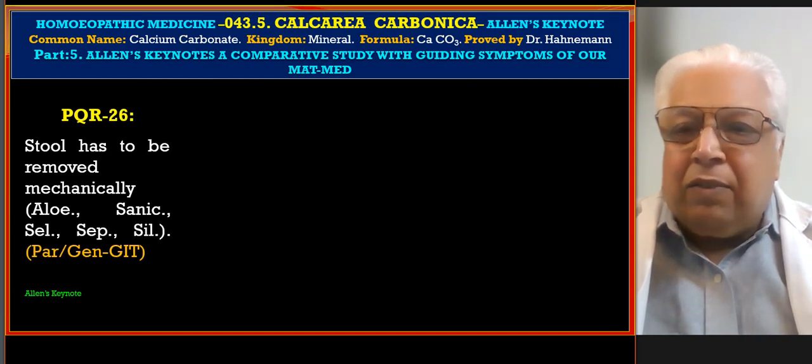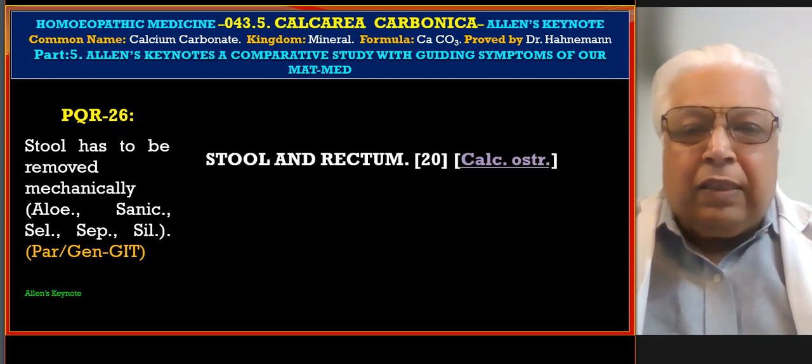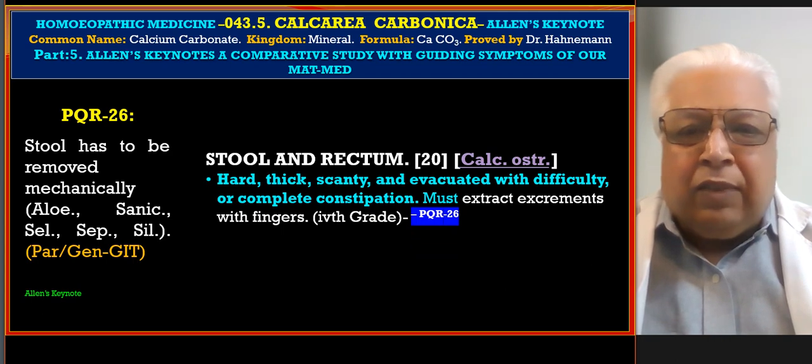And we come across PQR 26, stool has to be removed mechanically. It is a particular general, and we get section stool and rectum, chapter 20. The representation is second grade representation: hard, thick, scanty, and evacuated with difficulty, or complete constipation. And then the next line is the fourth grade representation, must extract excrements with fingers.